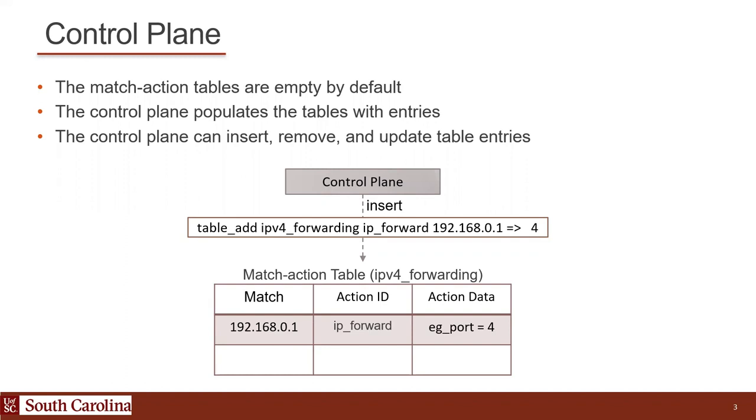So for example, here we are saying for IP forwarding, IP4 forwarding table. So that's the table name. For the action, IP forward. And the key here is 192.168.0.1. And then the action parameter here, which is 4, right? And this corresponds to the action data, the egress port.